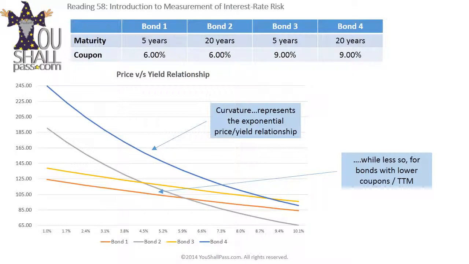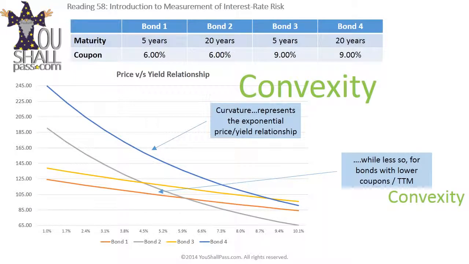In the bond world, we have a special name for this curvature, this exponentialness, and that special name is convexity. The greater the curve a bond has, then all else being equal, the greater its convexity. This is the foremost thing to understand about the price-yield relationship for fixed coupon bonds, that their price-yield curves have a convex shape, and the convexity is greater the greater a bond's coupon or its time to maturity.